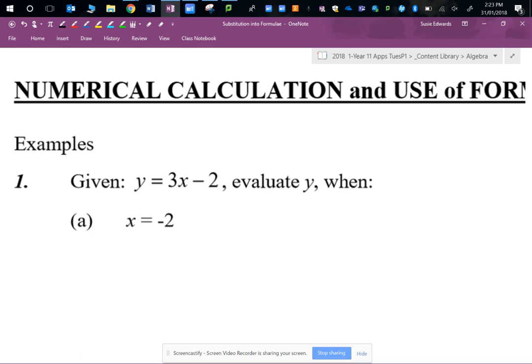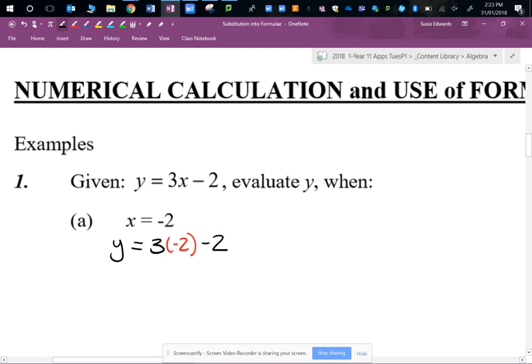So given y equals 3x, take 2, evaluate y when x equals -2. All this is saying is that for this equation, x equals -2. So instead of x in the equation, what are we going to write? -2. Anytime you substitute, the best way to do it is to put it into brackets. That way you're not going to get confused that it's -2, not take 2. So we write underneath, put the equal sign in, so y equals 3 times, instead of the x, -2, take 2.